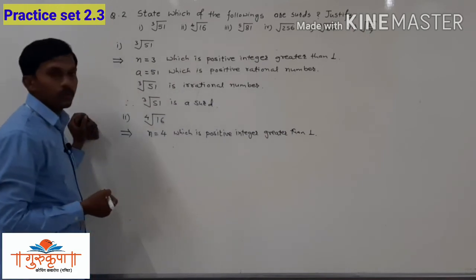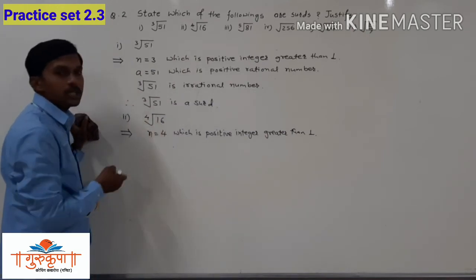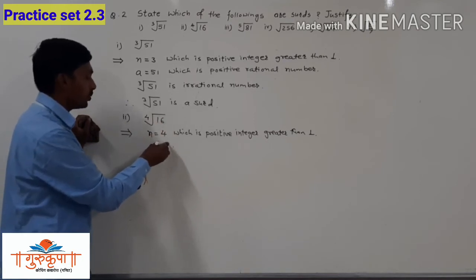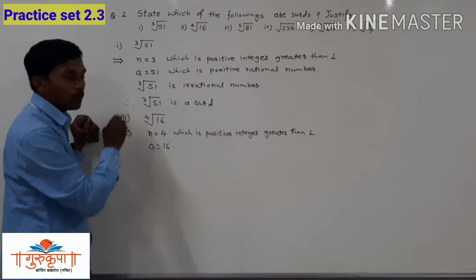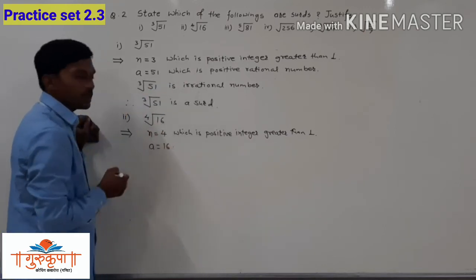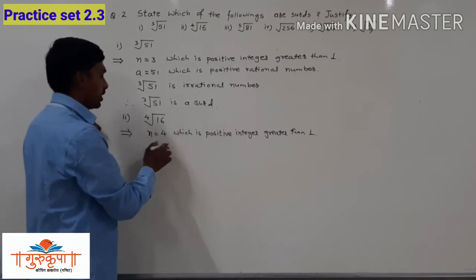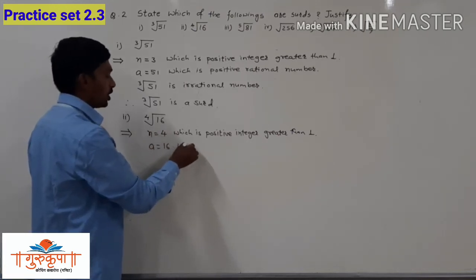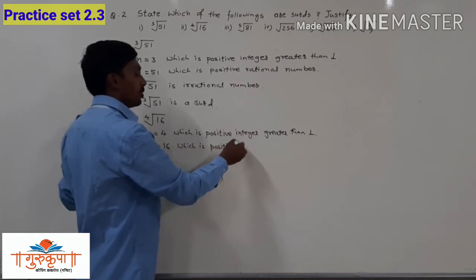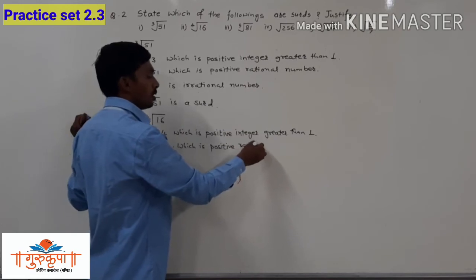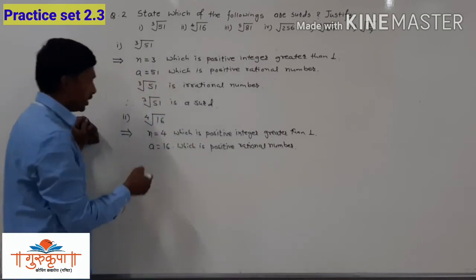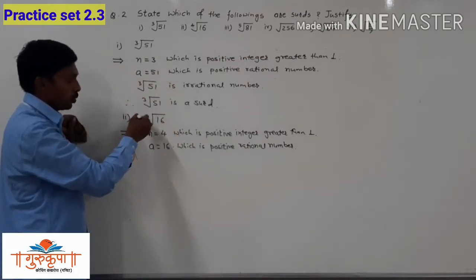Then we have to check the radicand, that is the number which is inside the radical sign, that is a. a is equal to 16, and it should be a positive rational number, and it is there. 16 is a positive rational number. So here you can write a is equal to 16, which is a positive rational number. Then this total number, 4th root of 16.